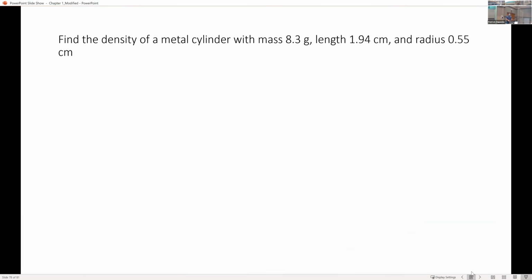Okay, so find the density of a metal cylinder, so density is mass over volume, with a mass of 8.3 and a length of 1.94 centimeters and a radius of 0.55 centimeters. So you have to think a little bit about what you're looking for. Always think about the end goal. The end goal is density. So for density, you need your mass and you need your volume. You have your mass directly, that's great, 8.3. And you have the information required to get your volume. You know it's a cylinder.